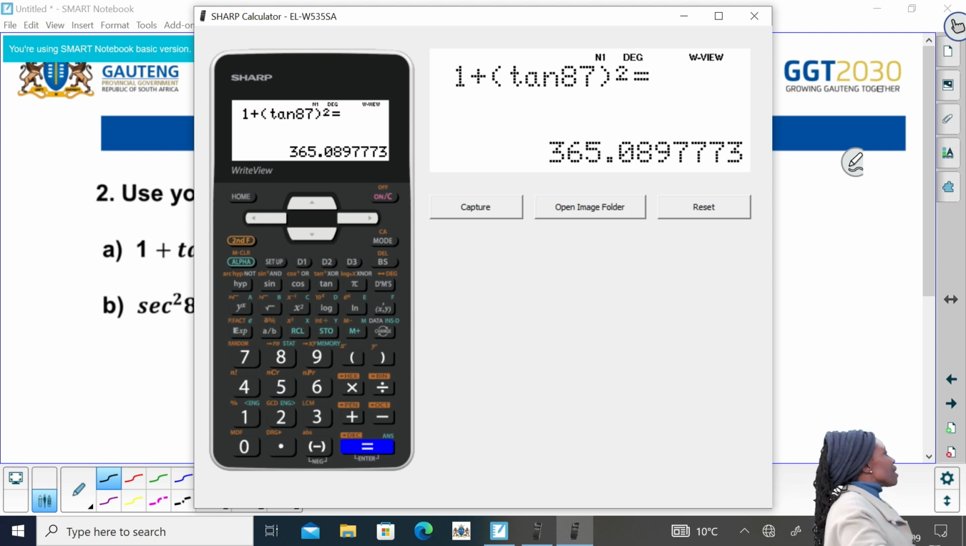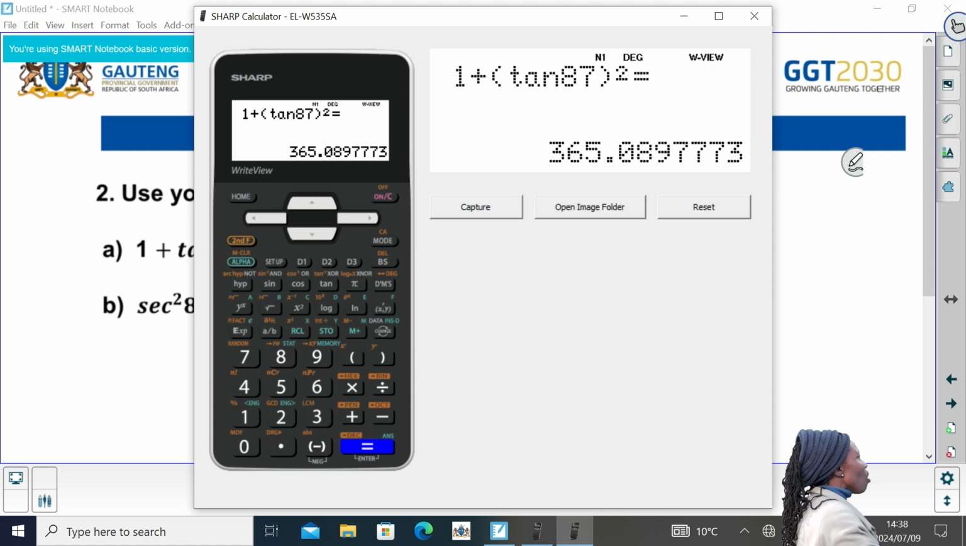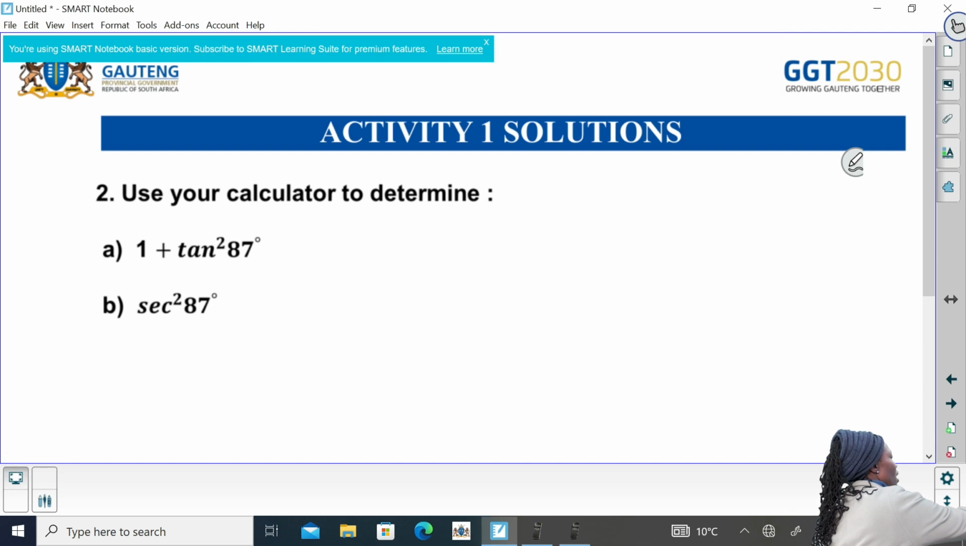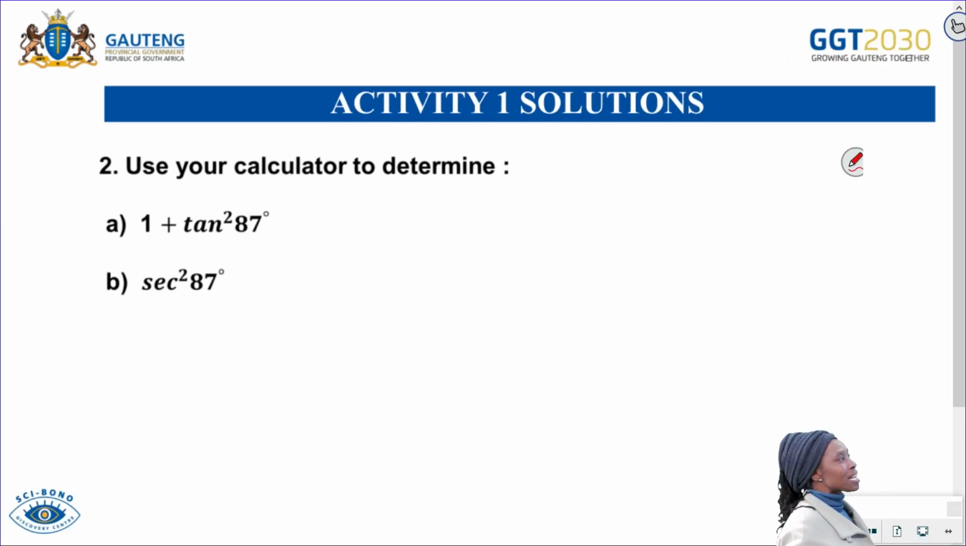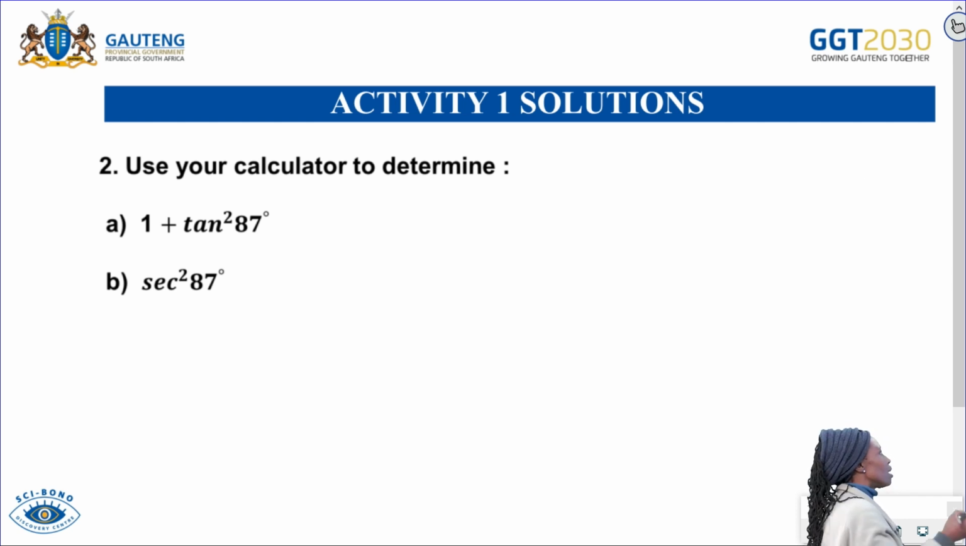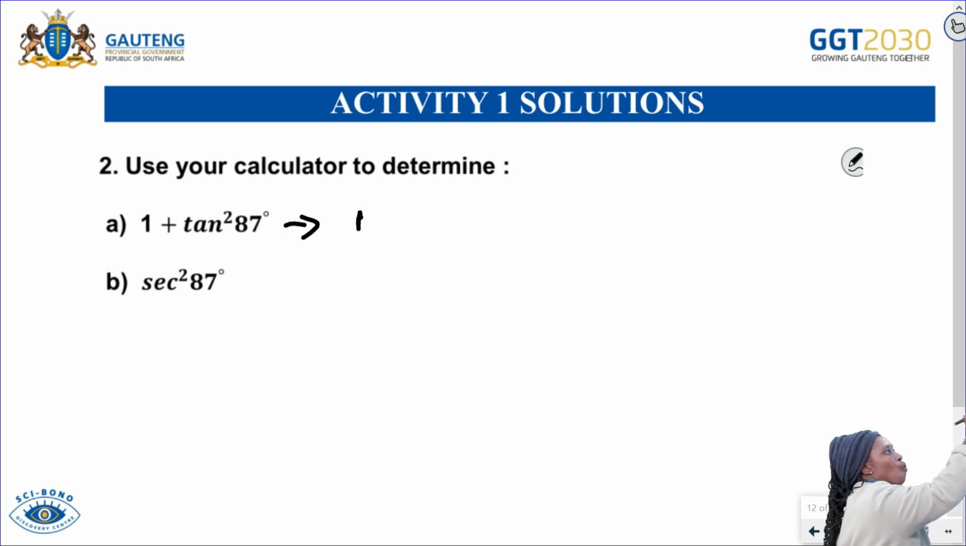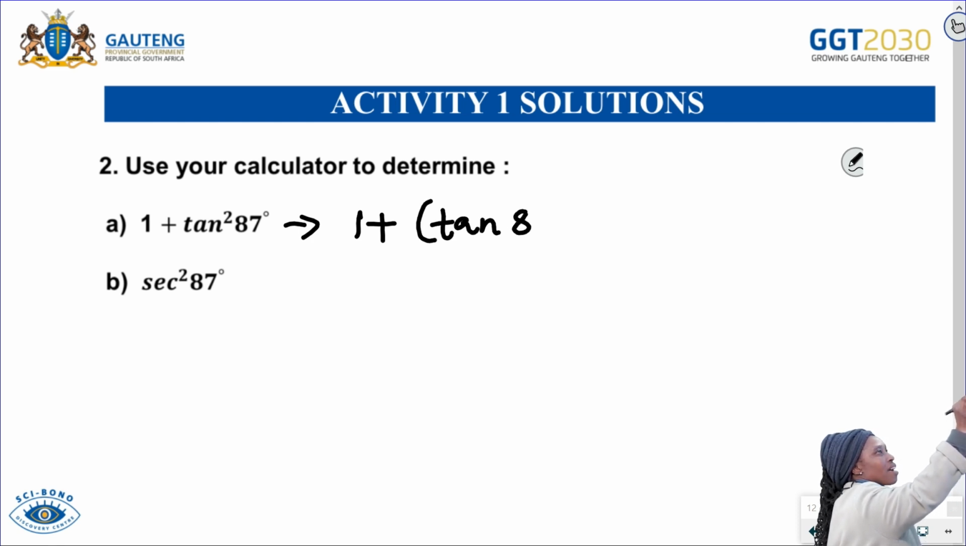Like that. The second one, you are calculating sec square 87. When I want sec square 87, I'm using my calculator again. Remember this one I said, you have 1 plus tan squared 87, which gives us 365 degrees.